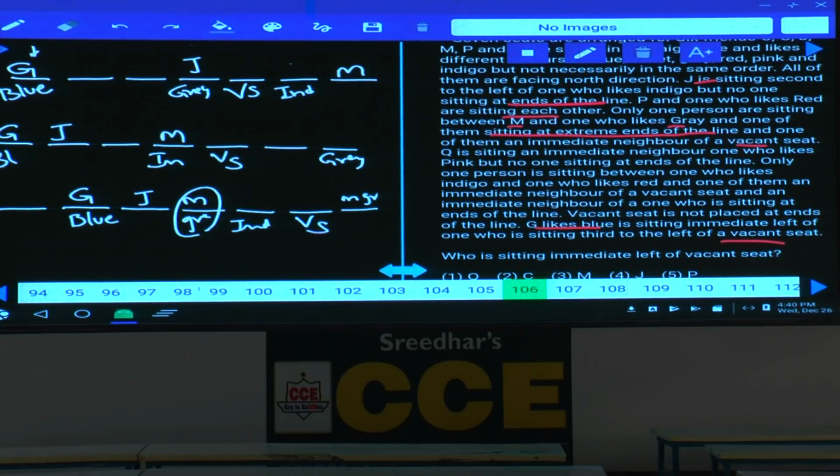Only one person is seated between M and the one who likes gray, and one of them is seated at the extreme ends of the line, and one of them is an immediate neighbor of a vacant seat. Q is seated as an immediate neighbor of the one who likes pink color. Now Q and pink are adjacent to each other. Earlier we have P and red adjacent to each other.